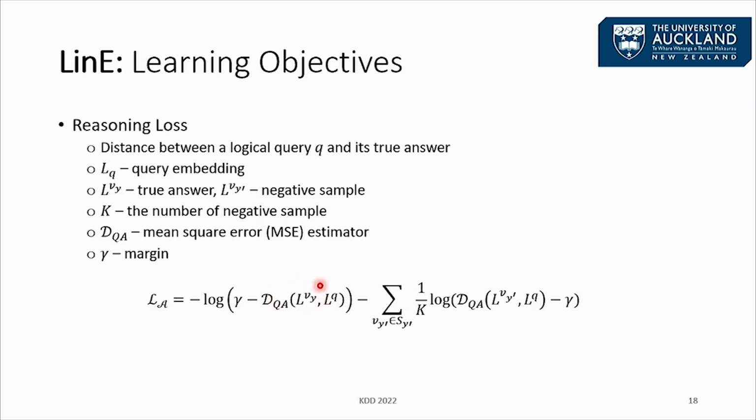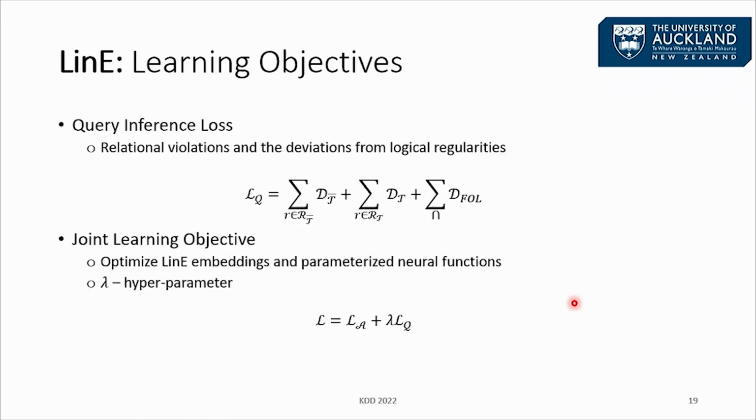Then we have this MSE quantifier. And then we also sample k different negative samples, so that given a query and a set of k false answers, we want to make sure that the distance between each query and the false answer in the representation space is greater than a margin gamma. So this is our overall loss function that consists of relational regularization, logical regularization, and also the question answering accuracy.